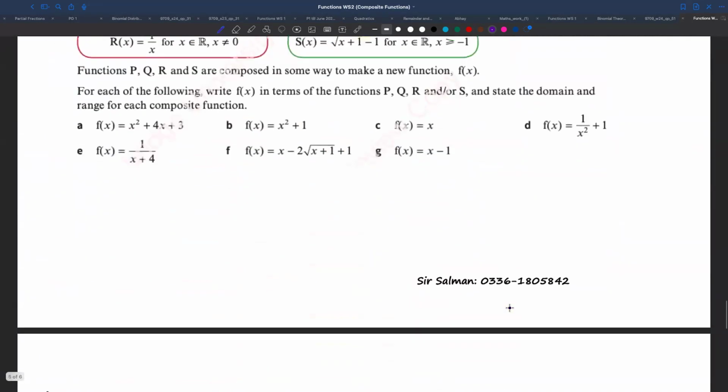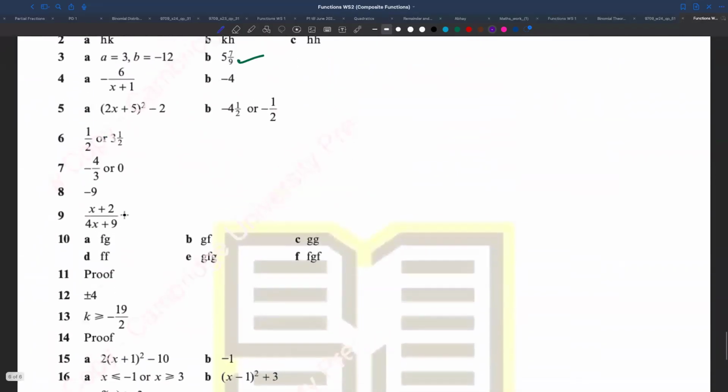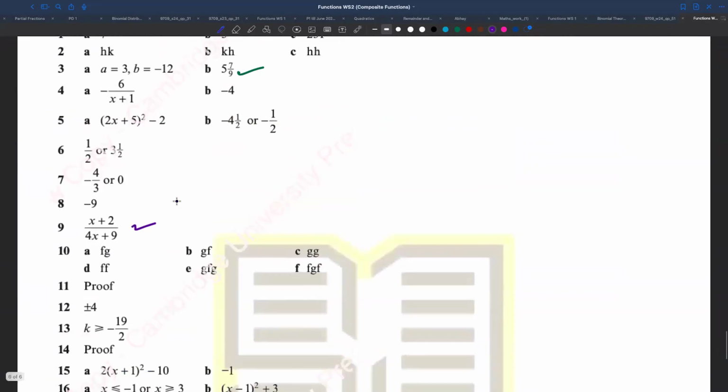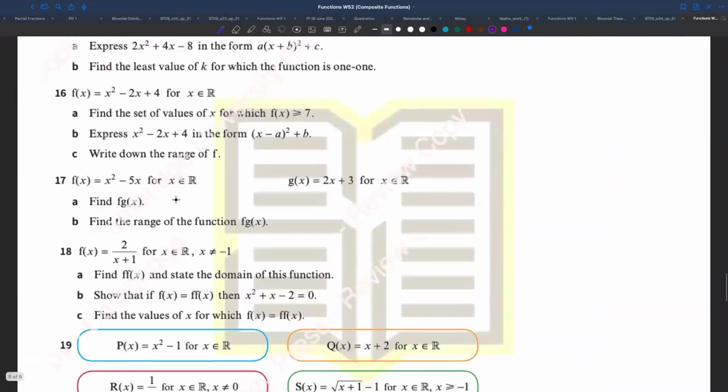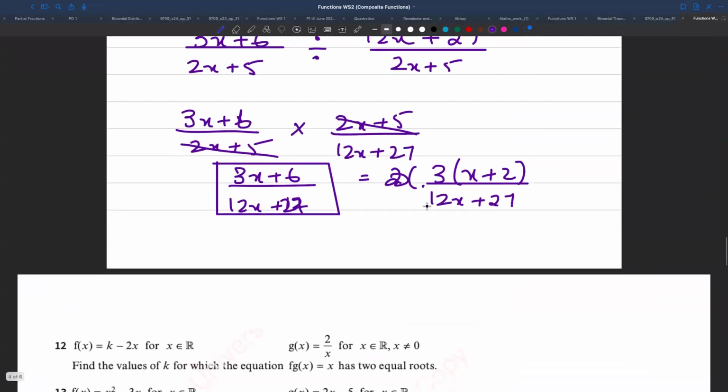Okay? Let's check out the answer as well. Answer is showing wrong. This is x plus 2 upon 4x plus 9. Oh, from the bottom 3 common can also come, right? If I take 3 common, this will become 4x plus 9. Very good, beta. And yes, 9, that's the answer. X plus 2 upon 4x plus 9.